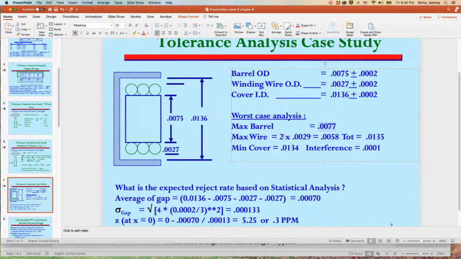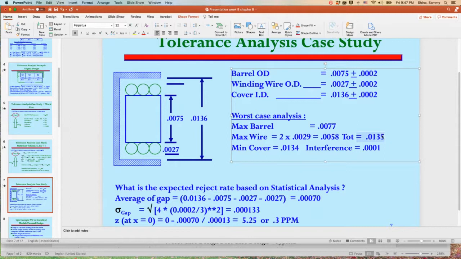So you have to visualize what you're analyzing. You need to know whether you're going to add or subtract when you look at the mins and the max. In this case, you're looking at the maximum barrel, the maximum wire running two times, and the minimum cover. The maximum wire is 2 times 0.0029, where 0.0029 is 0.0027 plus 2/10,000. So that's going to be 0.0058. If we add up 0.0077 and 0.0058, we get 0.0135.